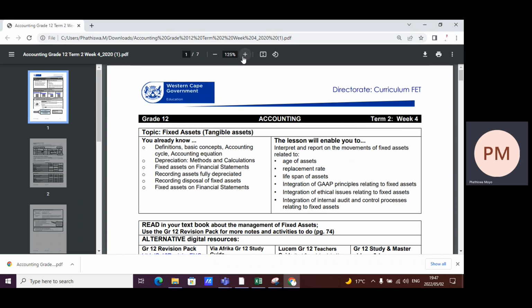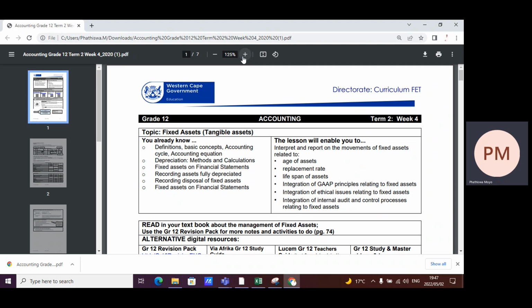Guys, what I'm sharing with you, it's not my work. This slide is not my work. This is from the Western Cape government, the Department of Education, as you can see. So this is not my work, but it is very good theory for asset management in grade 12. So topic, fixed assets, tangible assets.